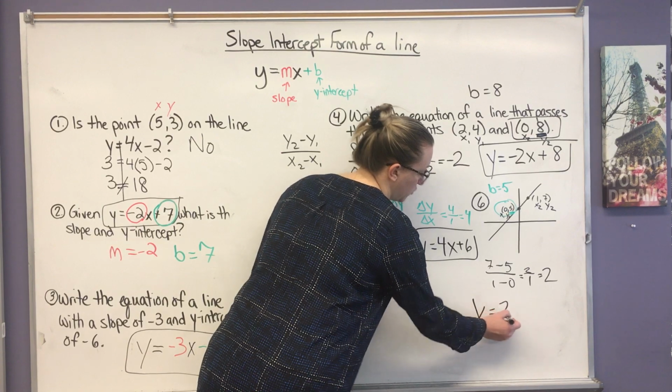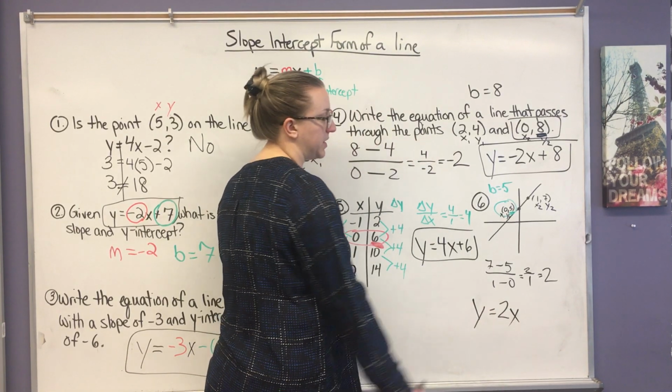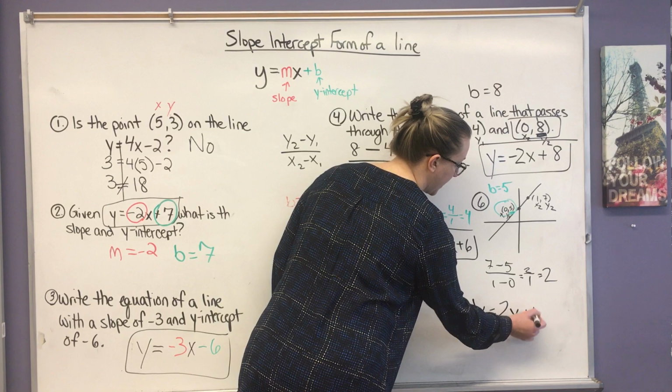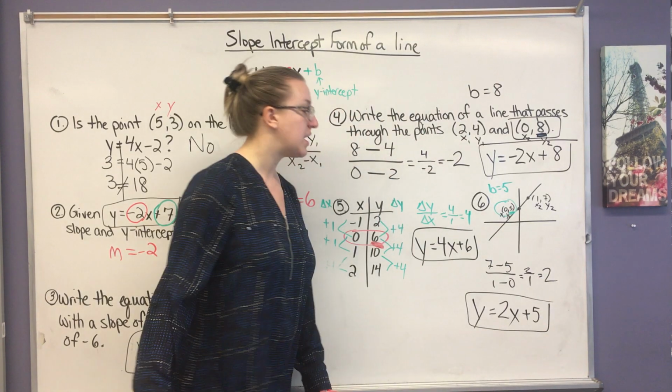y equals 2 for the slope, x because it's got to be there, and then I have a positive 5 for the y-intercept. And that's all.